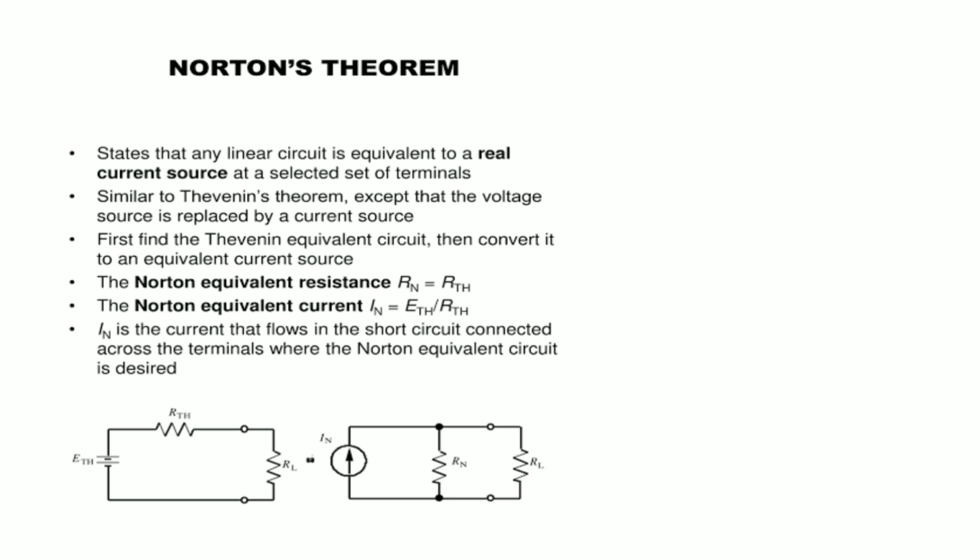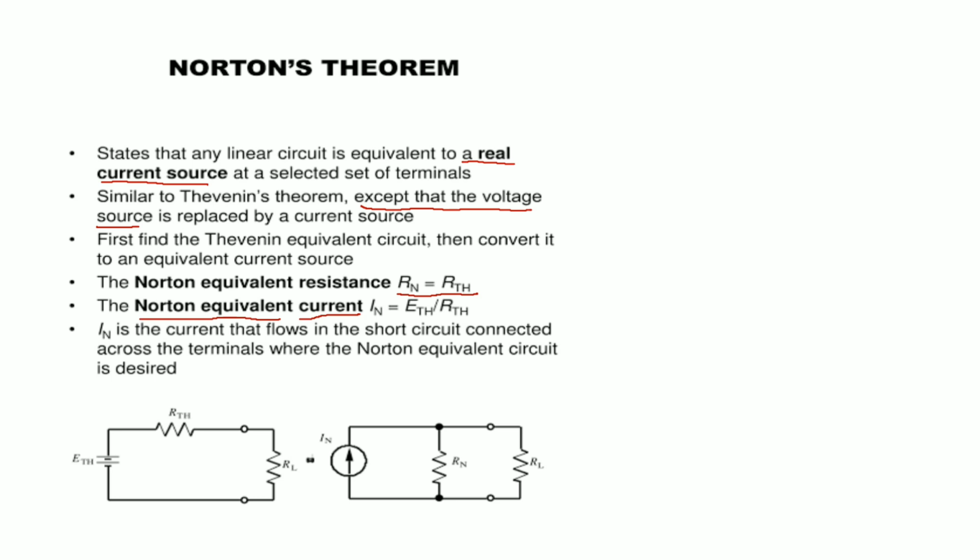Now again we discuss Norton's theorem, which states that any linear circuit is equivalent to a real current source at a selected set of terminals, similar to Thevenin's theorem, except that the voltage source is replaced by a current source. According to the diagram, in Thevenin you see a voltage source, and in Norton you see a current source, and the Norton equivalent resistance is RN.